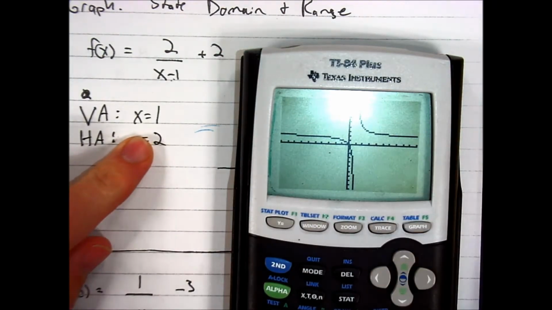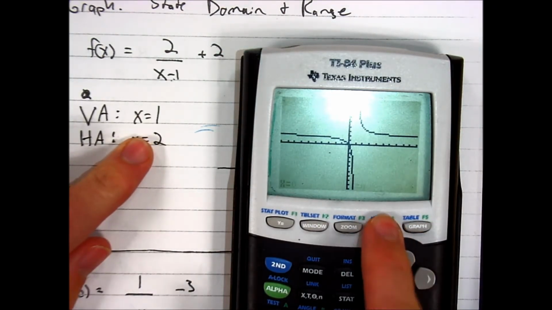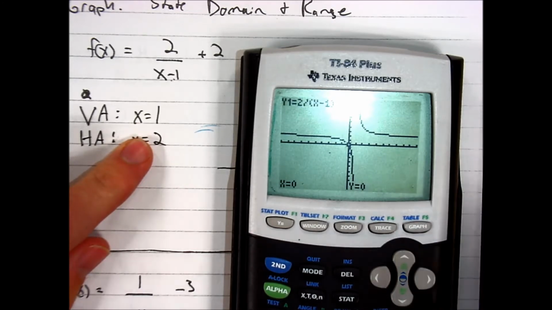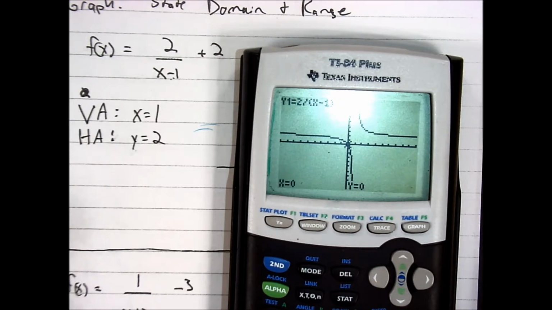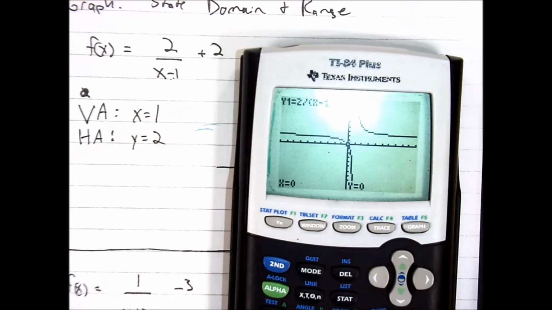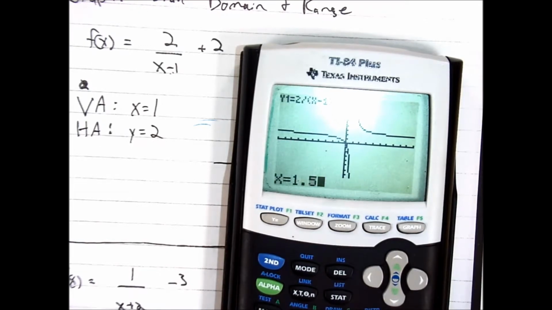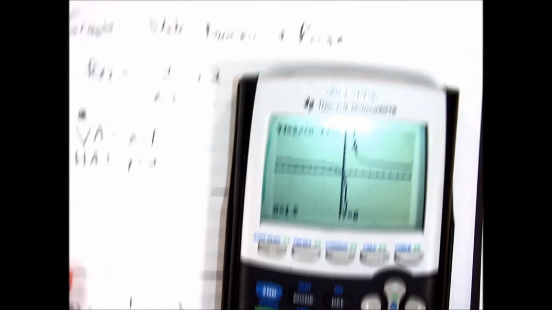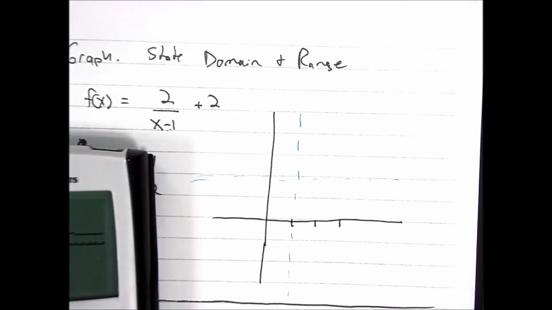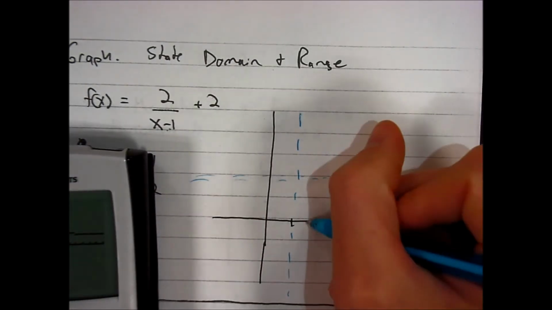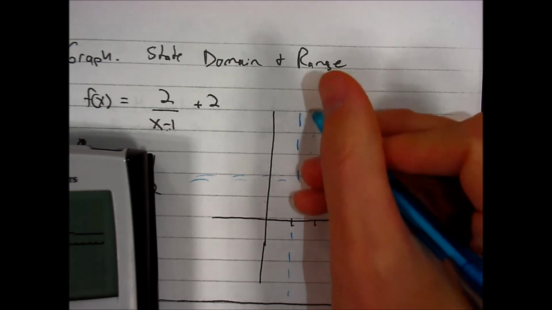But for these graphs, I like to use trace. So I'll push trace, and now I can just type in an x value and hit enter, and it will show me where it is on the graph and give me the y value. So just past 1, we said 1.5, enter, and you can see it jumps us over here to 1.5, comma 6. Okay, so 1.5, comma 6: 1, 2, 3, 4, 5, 6.